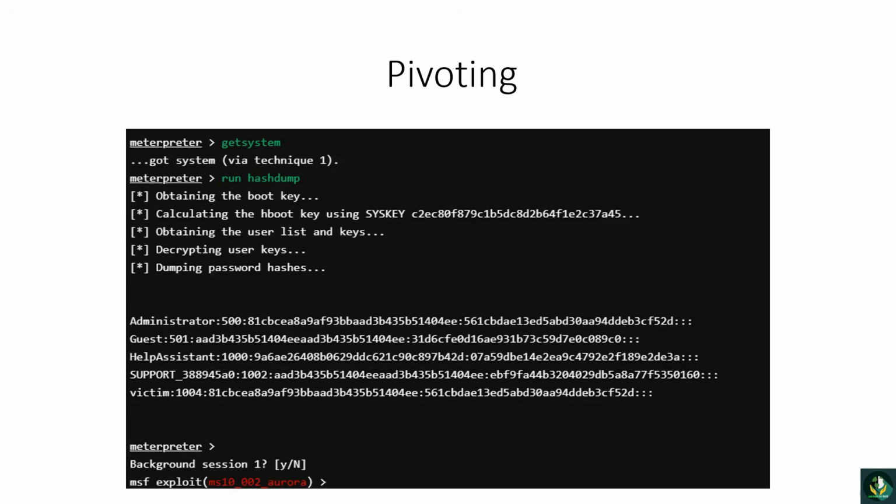Now that we have added our additional route, we will escalate to system, dump the password hashes, and background our Metasploit session. What you have to do now is run getsystem. As you can see, it gave you getsystem via the first technique. After that, just run hashdump. As you can see, it is using the boot key of the system and also getting the administrator hash.